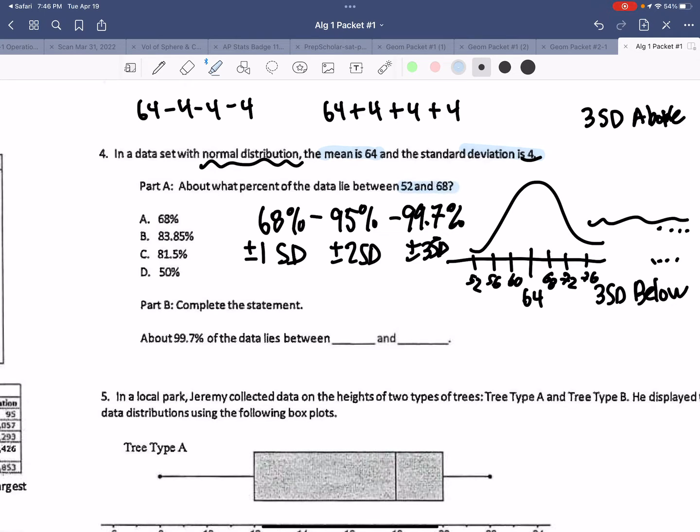So what percent of our data is within 52 and 68? All right, let's piece this out. 68% is within 1 standard deviation. And then we know this direction, so we have to figure out what's in this tail here. This whole tail is half of 99.7. So 99.7 divided by 2. What would this whole piece be? It would be half of 99.7.